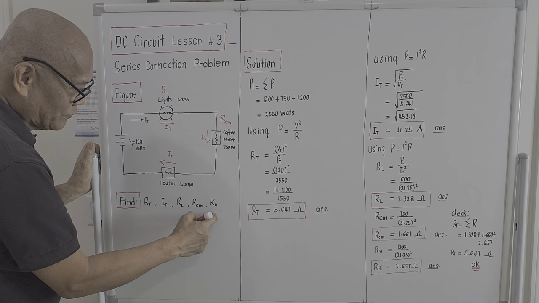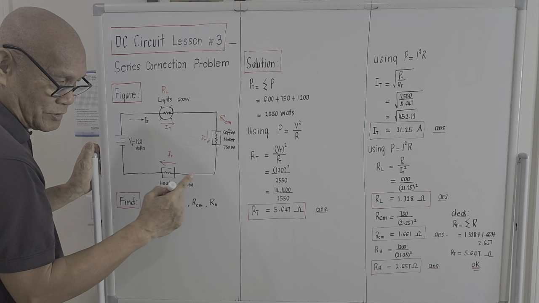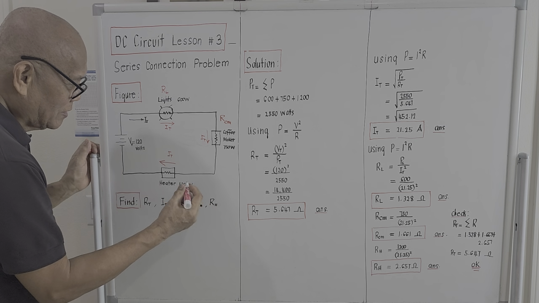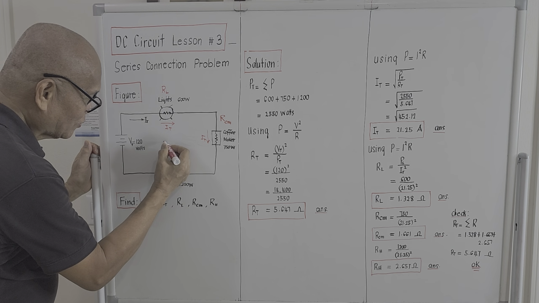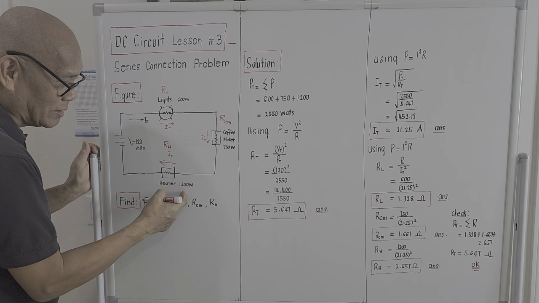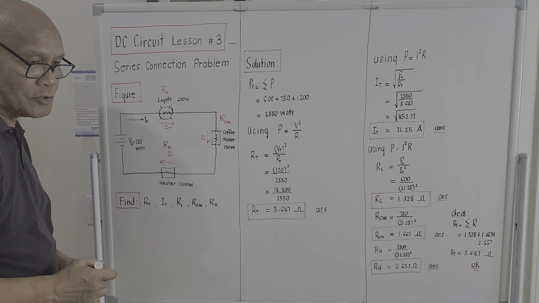The last one, for the heater, there's a corresponding resistance. Okay, we are given the total wattage, and the problem is also asking what will be capital letter R with the subscript H, meaning the resistance equivalent of this 1200 watts. As simple as that one. Okay, let's proceed with the solution.